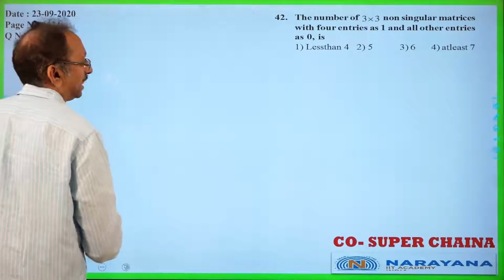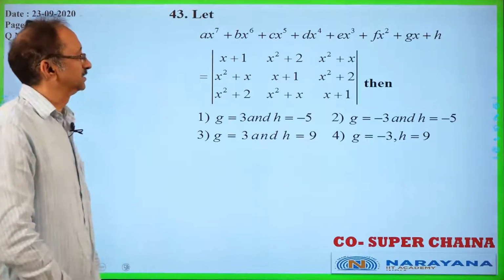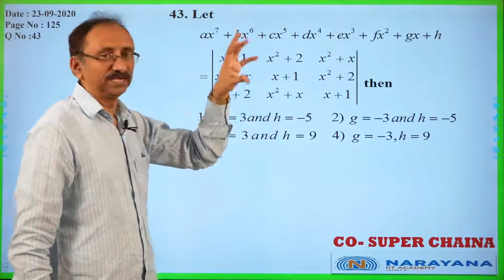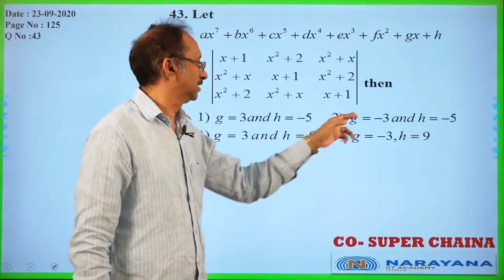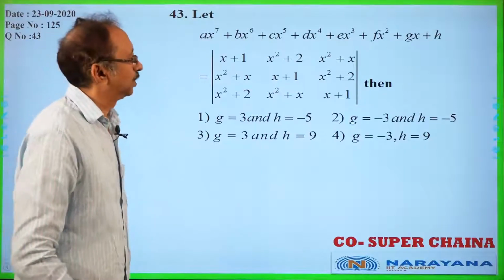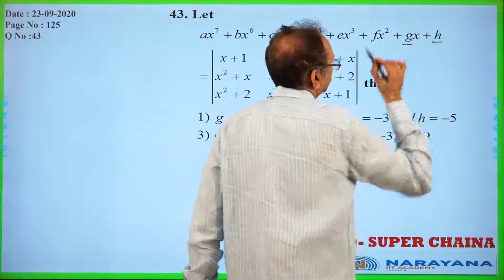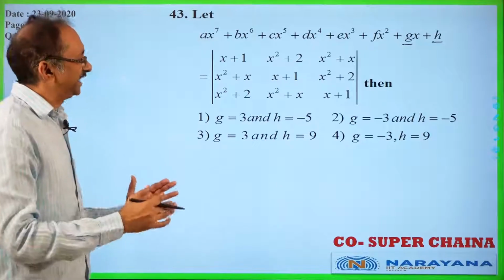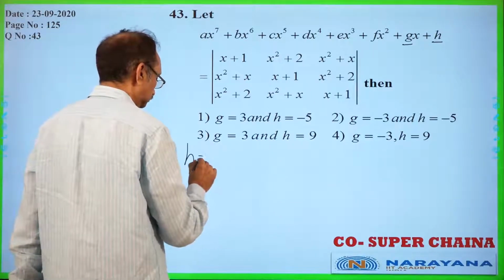This is same as the previous one. And see this one, again it is a determinant containing polynomials. And g is equal to 3, h is equal to minus 5, like that, all the values are about g and h only. What are g and h? h is the constant term, and g is the coefficient of x. Now finding the constant term is very easy.